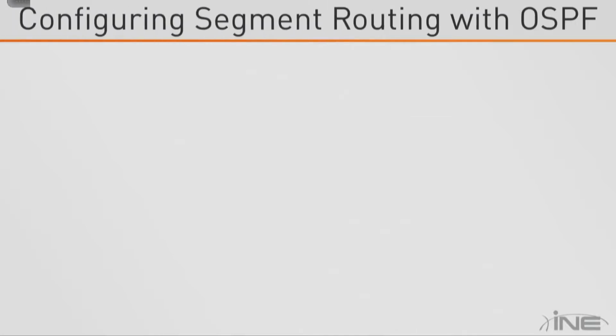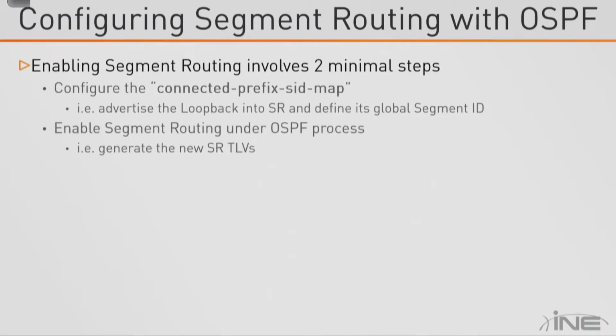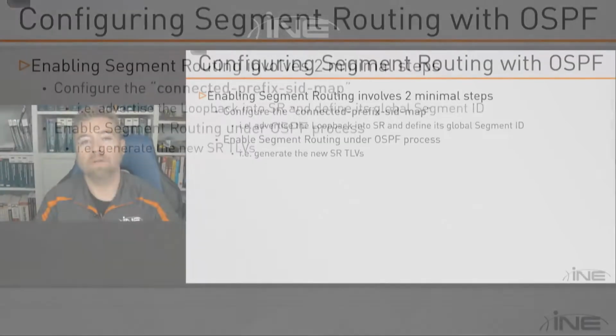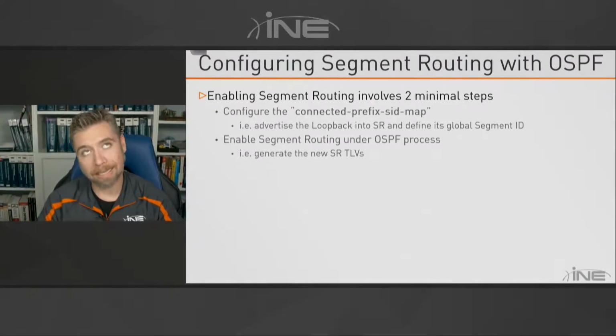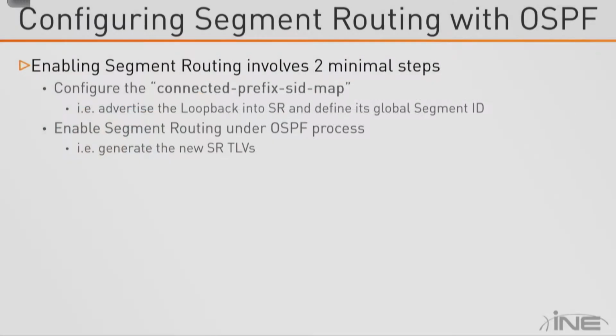Okay, so to configure segment routing with OSPF, there's mainly going to be two minimal steps. The first is to configure what we call the connected prefix SID map, or essentially the advertisement of your loopback into the segment routing network. Once we do that, then we go under the IGP process and we enable segment routing under there. That's what's going to enable, actually in this case, not the type length values, this would be the opaque LSAs. But basically, it just means that extra information inside OSPF that we're advertising that's talking about the specific label numbers.